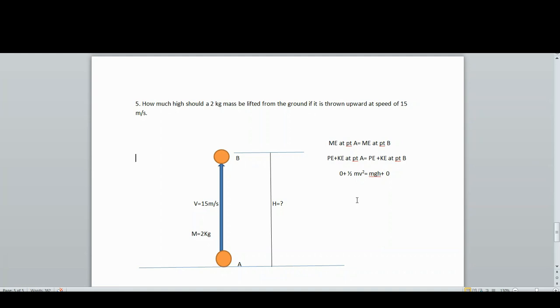In order to solve this problem, we are going to use conservation of energy at point A and point B. Conservation of energy says the summation of potential and kinetic energy at any point becomes equal. So, mechanical energy at point A equals mechanical energy at point B. Since mechanical energy is the summation of two energies, potential energy plus kinetic energy at point A equals potential energy plus kinetic energy at point B.